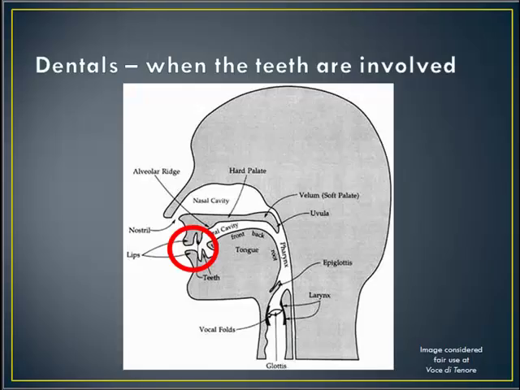First, our concern with dentals has to do with the way we use our teeth to make sound. Take, for instance, the letters F and V. Say F, and you'll note that your top teeth have to press against your bottom lip to make that F sound. Try it. F.